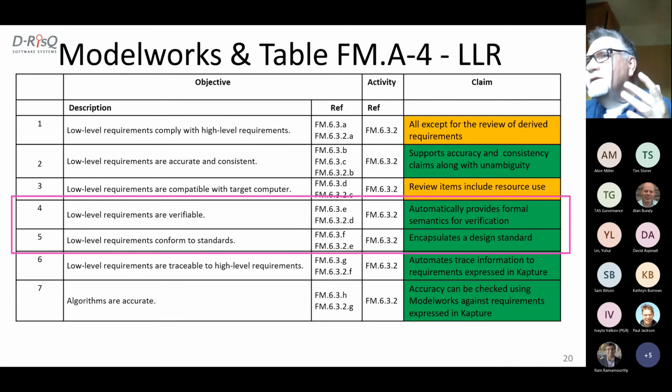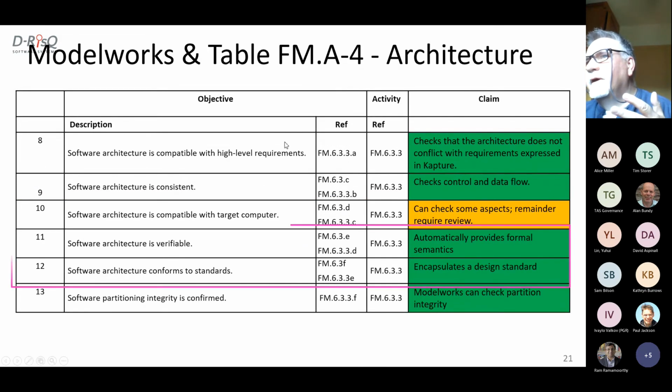And those are 7 objectives of the first part of the table, and there are further 8 to 13. And this is to do with architecture. So the design is architecture plus low-level requirements, remember. And again, it's about, is it verifiable? Does it conform to standards?